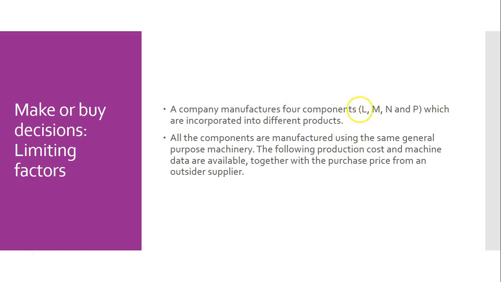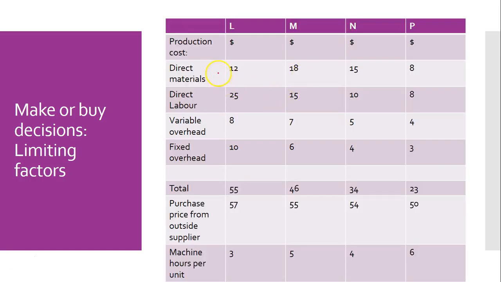So here's a nice little example. We have a company that makes 4 components, L, N, and P. It uses the same sort of machine, and then we have some information about the purchase price from the outside supplier as well. This is the production cost: you have direct materials, direct labor, variable overheads, and then fixed overheads, and that's the total over there. And this is what you can buy it for from outside suppliers. And this is the number of machine hours per unit. So you can start to suspect that this is probably the scarce resource we're dealing with.